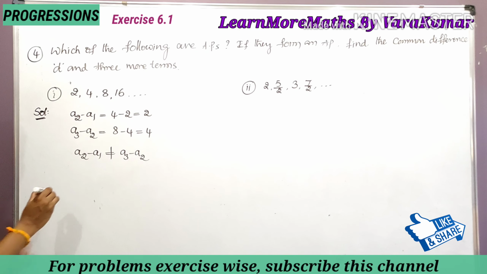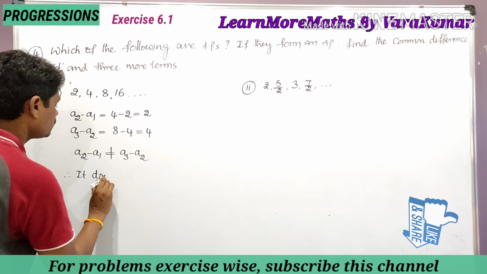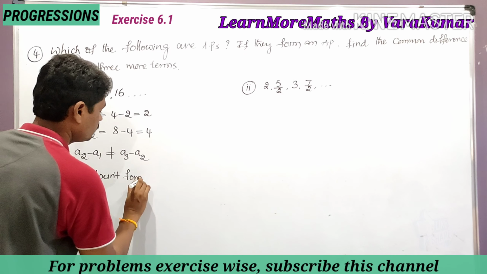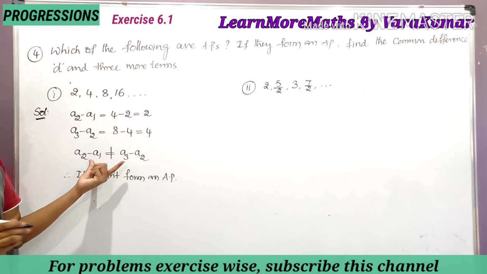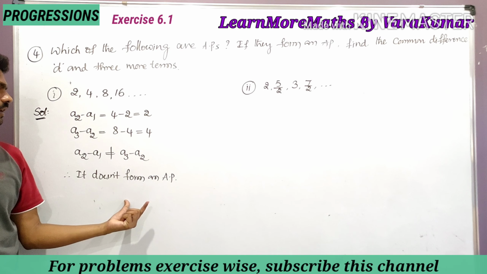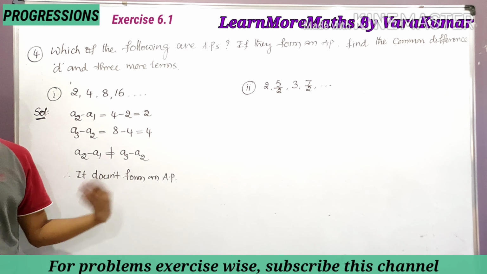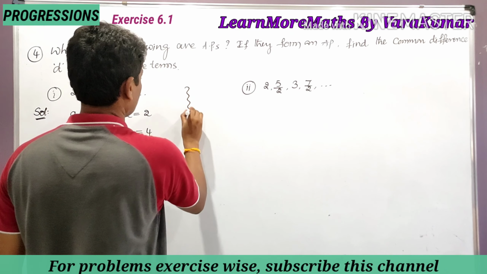Therefore, it does not form an AP. Since the common difference is not equal, the given series doesn't form an AP. If it formed an AP, we would have to find the common difference and three more terms, but it doesn't form an AP. So this is the first bit, student.